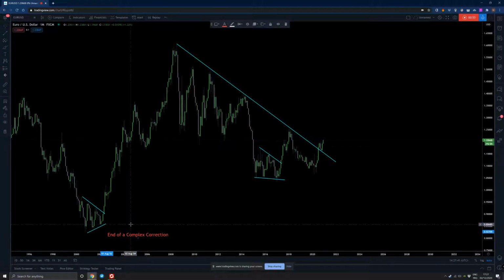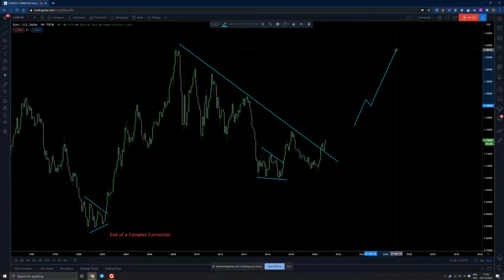Now, you can say the triangles are of two types: the non-limiting ones and the limiting ones. The limiting ones are usually continuation triangles, so it happens, for example, in the B wave or the fourth wave. So if this triangle happens in the fourth wave, let's just do an example here.